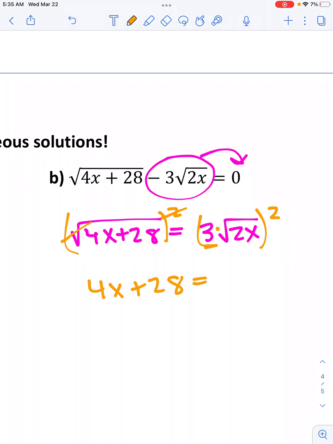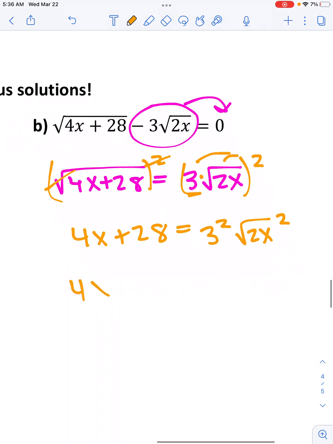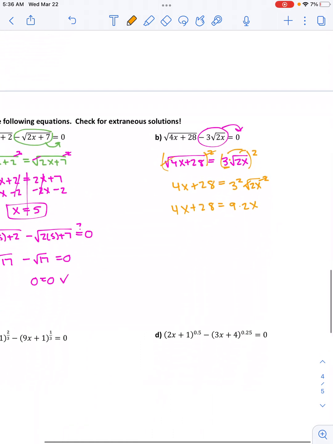Here I have to square the 3 and the square root, so I get 3 squared is 9, and then squaring the square root, so you're doing 3 squared and 2x squared, so that exponent property, I have to distribute it. And then I would have 9 times 2x. All right, and then you get the 18x and then solve for x there. And then you can plug it back in.